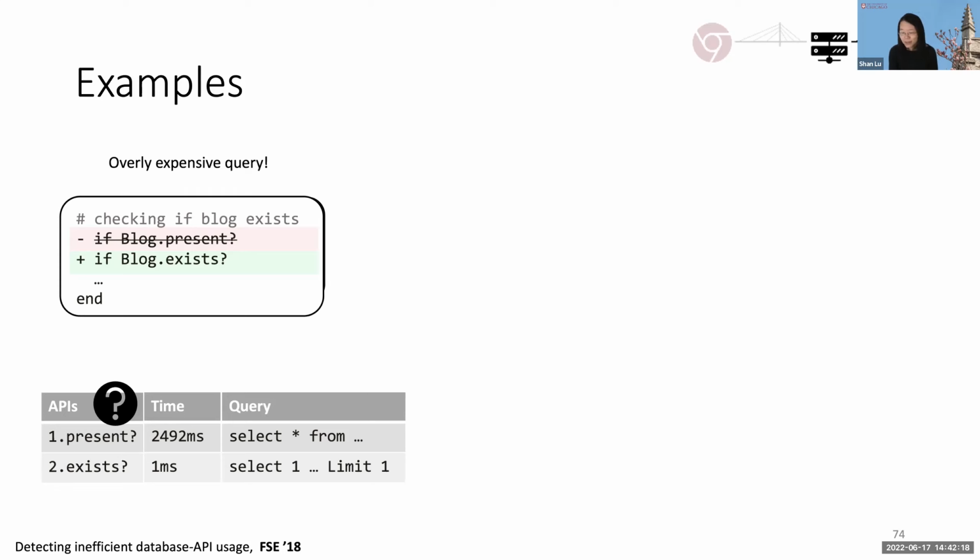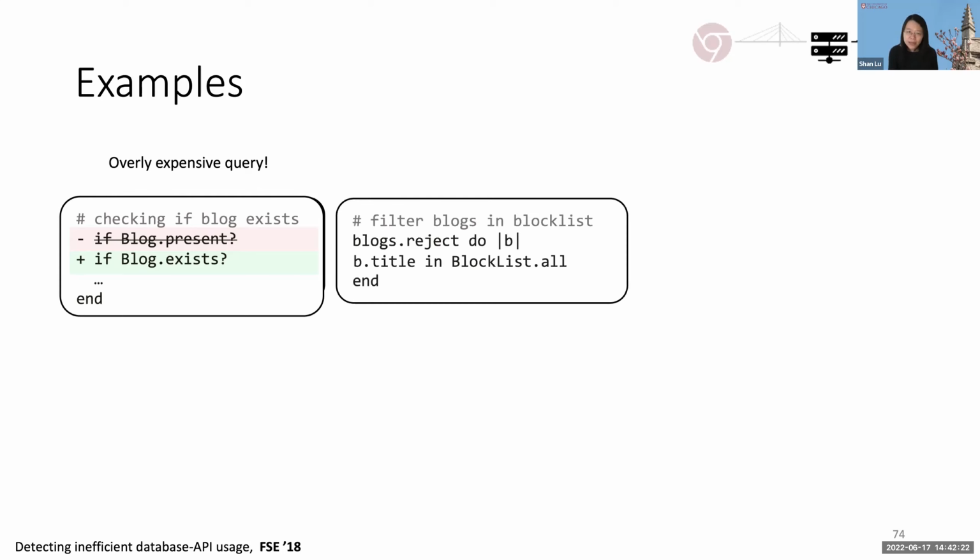Okay, so you can imagine, this is really difficult for web developers. And there are other examples, like for example here. In this case, they go through every blog entry, and then they check whether the title of the blog is in a block list or not. If it is, it will remove it from the block list. If you just look at this, unless you're an ORM expert, you don't see any inefficiency.